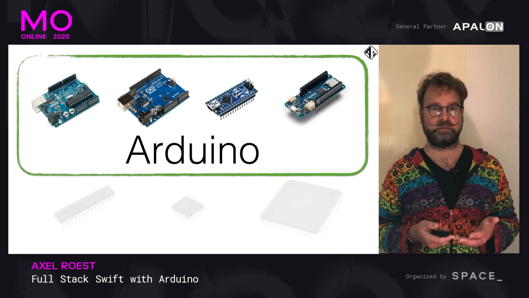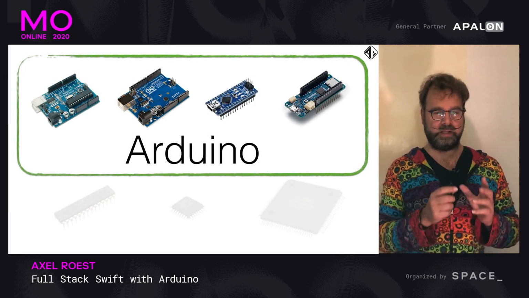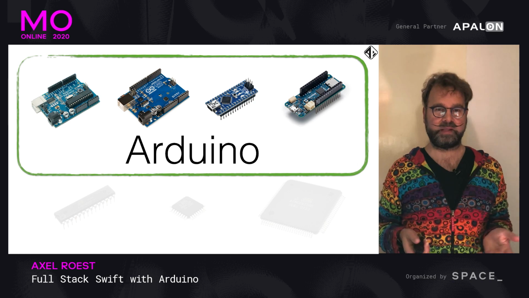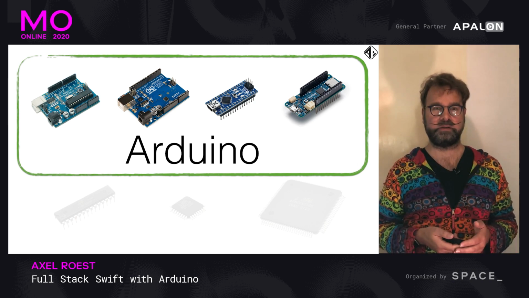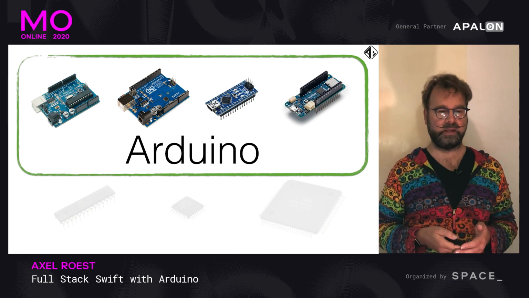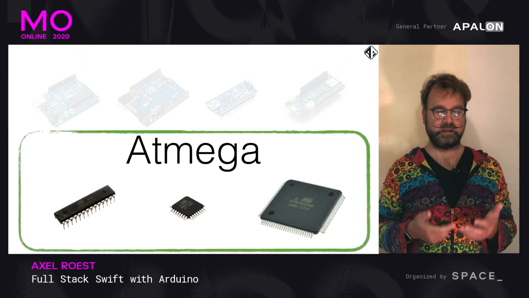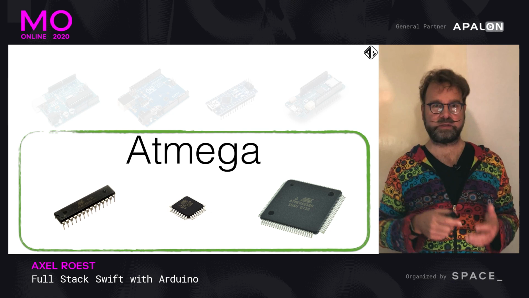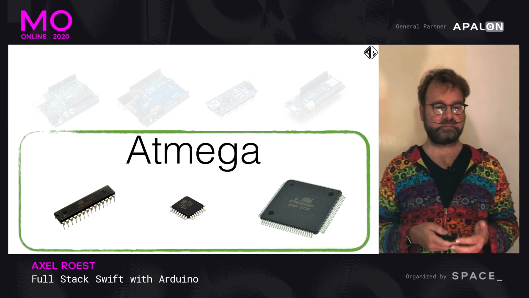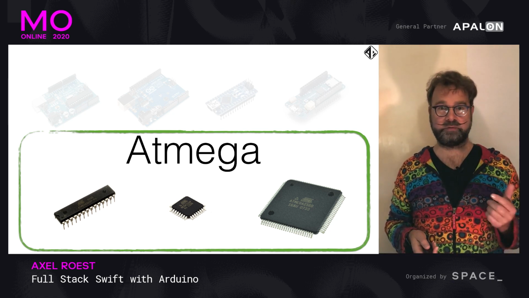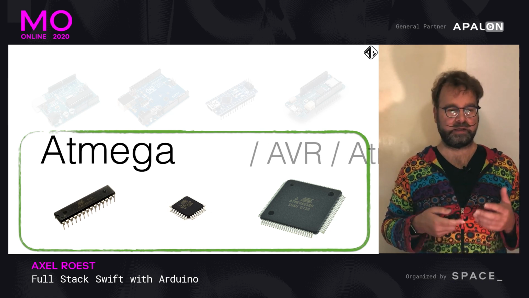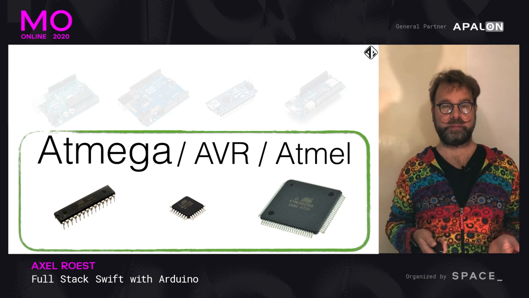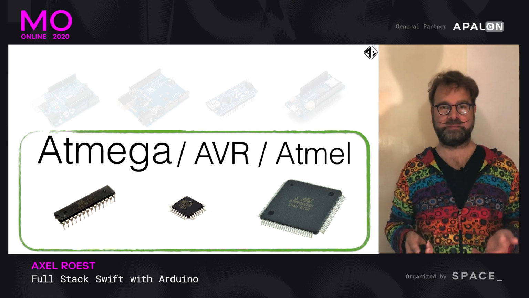So what is an Arduino? Arduino is the board and the platform that is created, which you can use as a hardware developer. And then the Atmega is the processor which is on that board. And there are multiple variants of it, very small and very big ones with multiple connectors. And then the Atmega is part of the AVR family, which is in turn created by the Atmel Corporation.